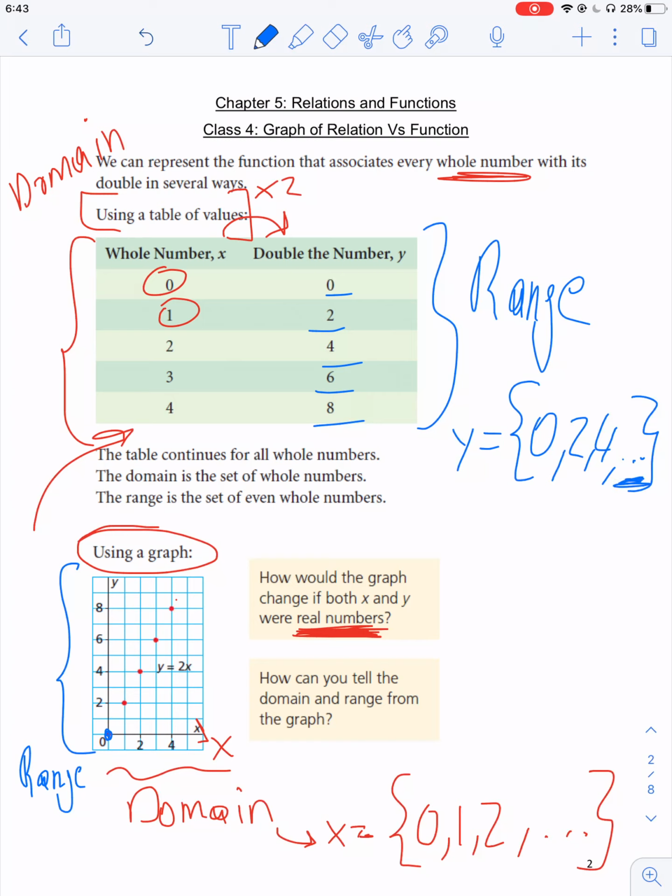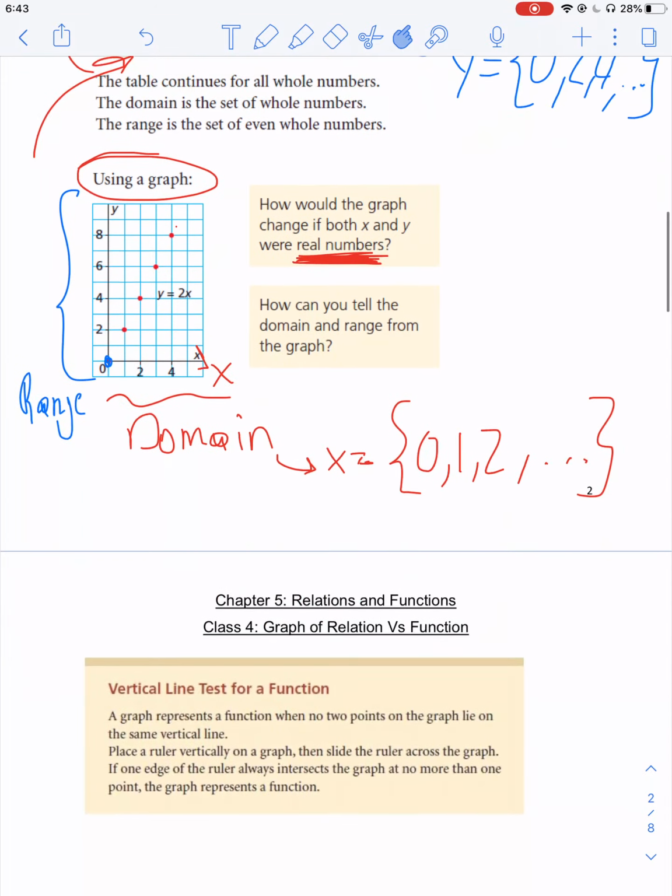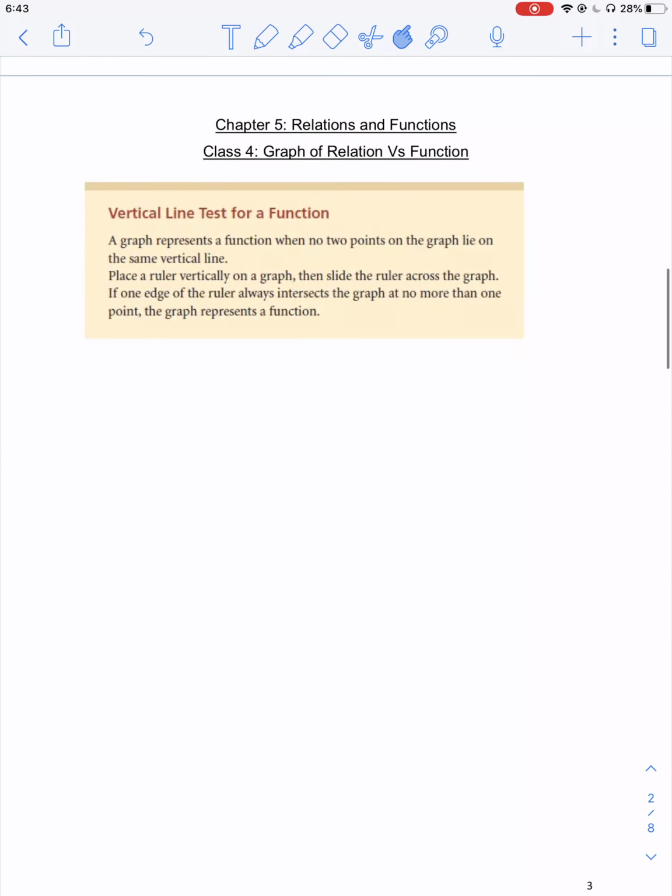We're going to talk about domain and range shortly. Let's just introduce the idea, and then I'm going to give you more examples, and hopefully it will make a little more sense a little later. Now, this is important.